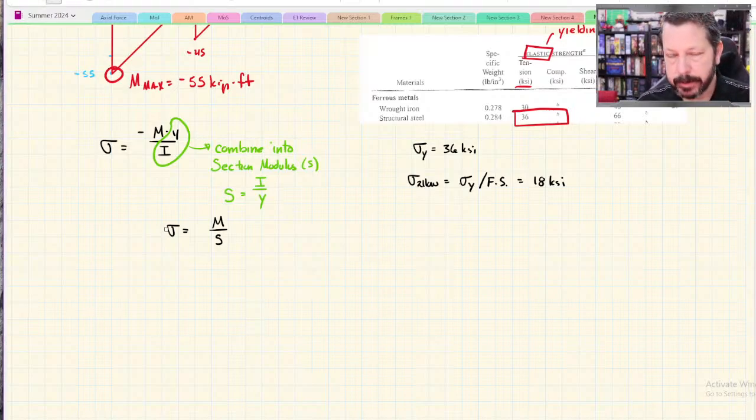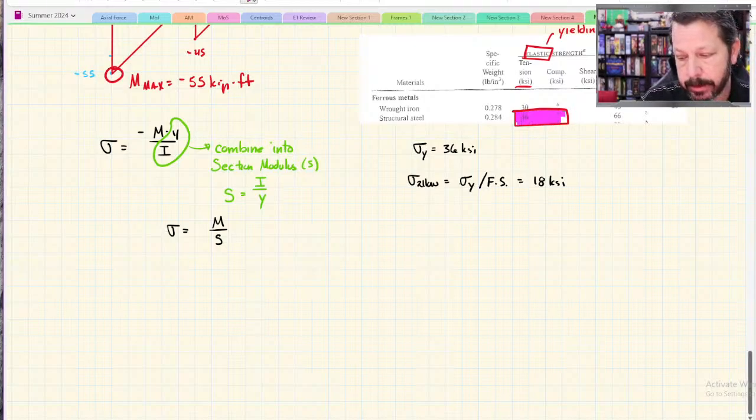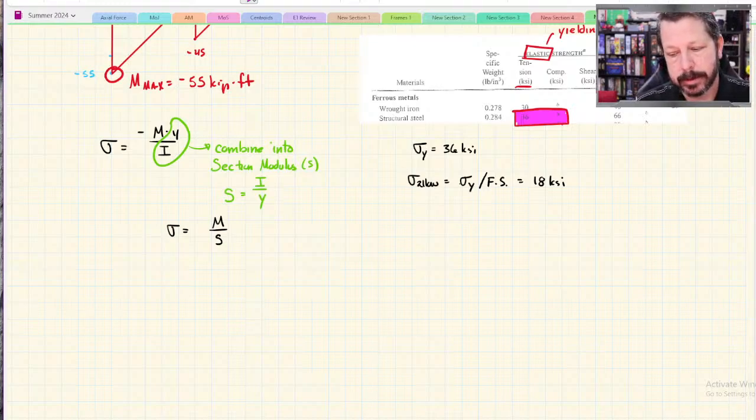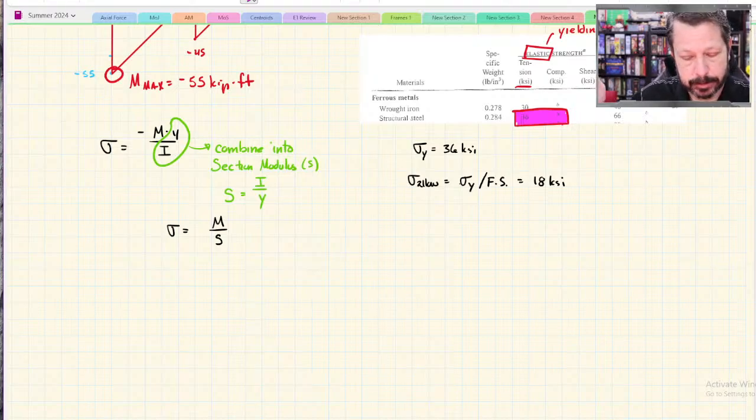and just do sigma equals M over S. I'm not worried about is it tension or compression unless I had a material that had different properties in tension or compression. But I-beams and all the steel beams that you would normally use have the same properties in tension and compression. So in the equation S, when you combine I over Y, it is always using the larger distance. So sometimes that's compressive, sometimes that's tensile. The whole point is I'm not going to put the negative sign on this equation.